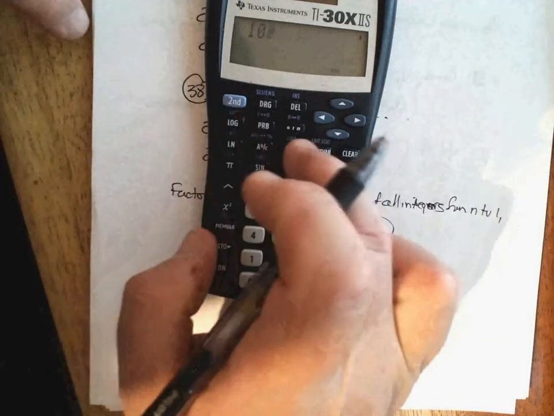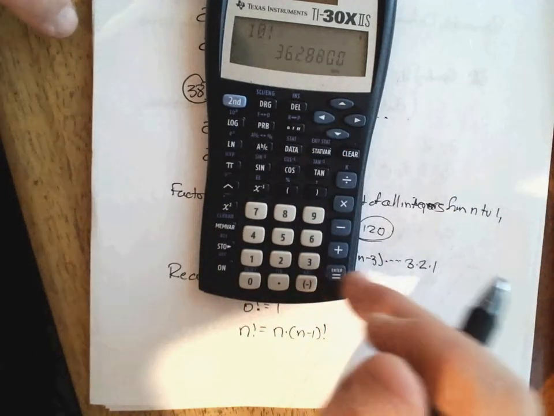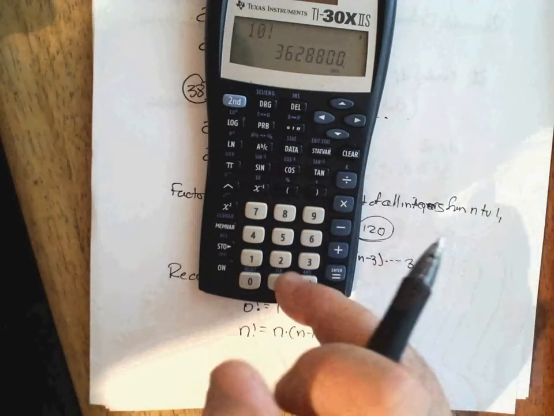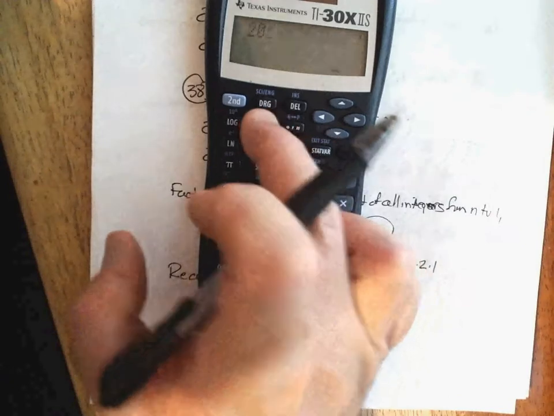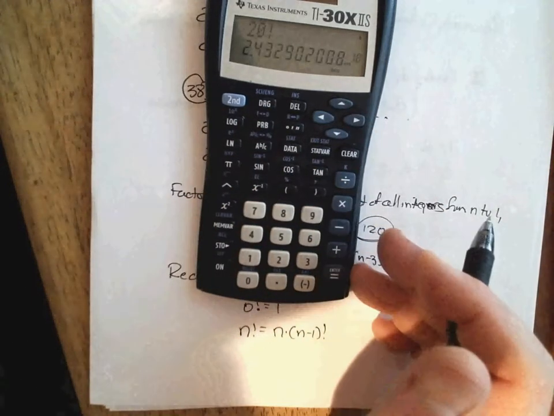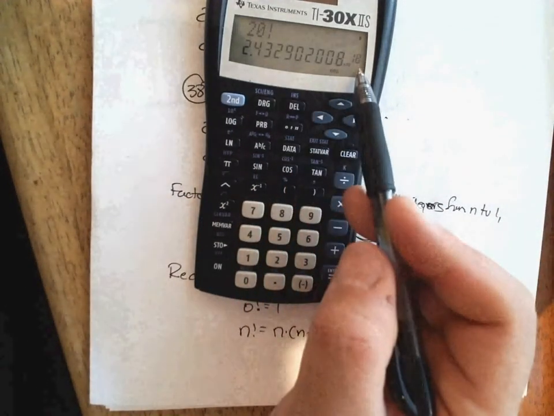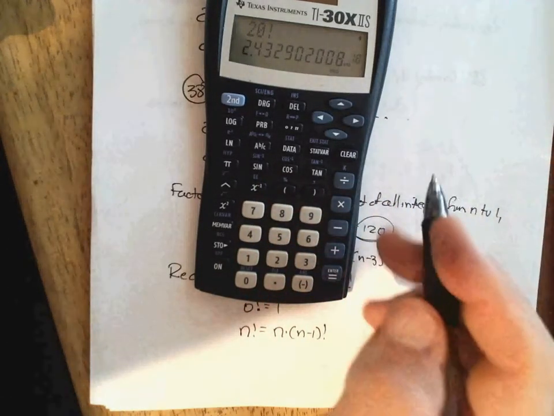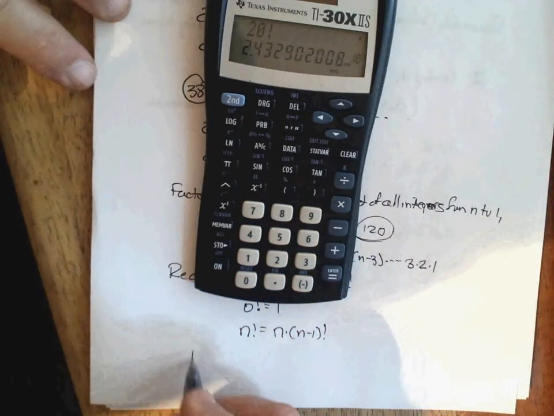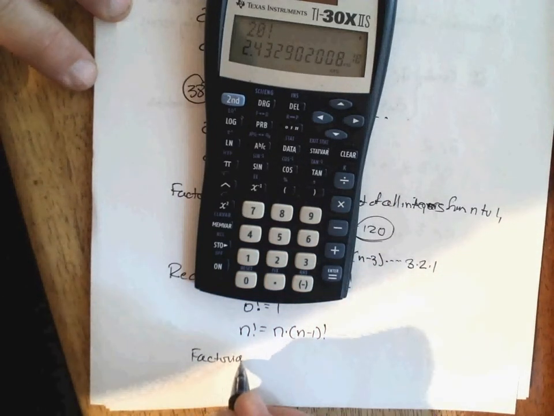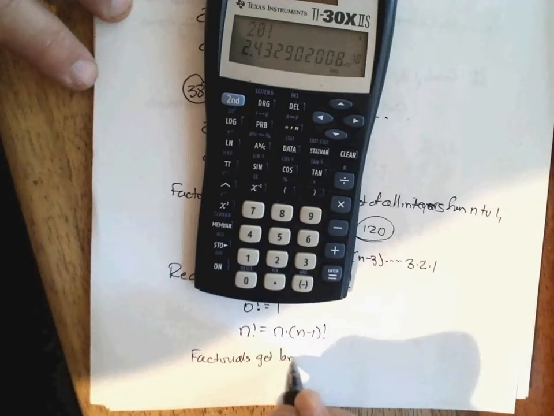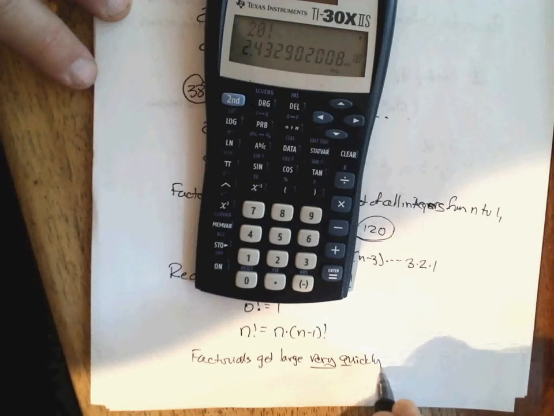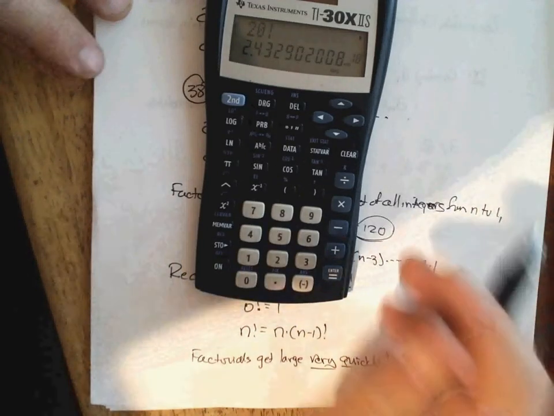Now, the interesting thing about factorials is they grow quickly. 10 factorial is 3,628,800. 20 factorial is 2.43 times 10 to the 18th. So 18 decimal places you have to move to write that number. Okay? Factorials get large very quickly.